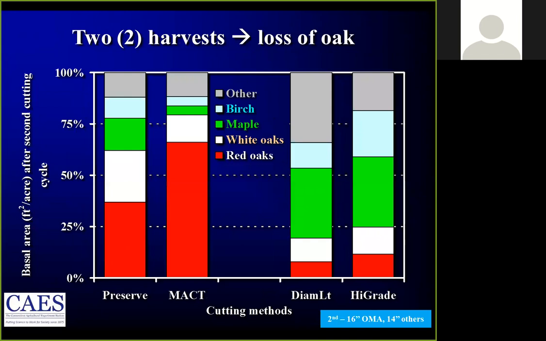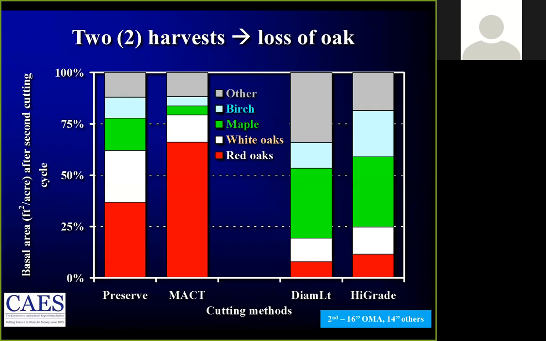But here's the scary thing. We put in the second cutting cycle. We got done with it. And we found out that the diameter limit harvest, to make that economically feasible, because on all of our sites these were all commercial sales, we had to drop the diameter limit down to 16 inches for oak, maple, and ash, and 14 inches for everybody else. And because these, like many of the stands we have throughout the eastern hardwood forest, are fairly even-aged stands, we ended up skimming off most of the oak.